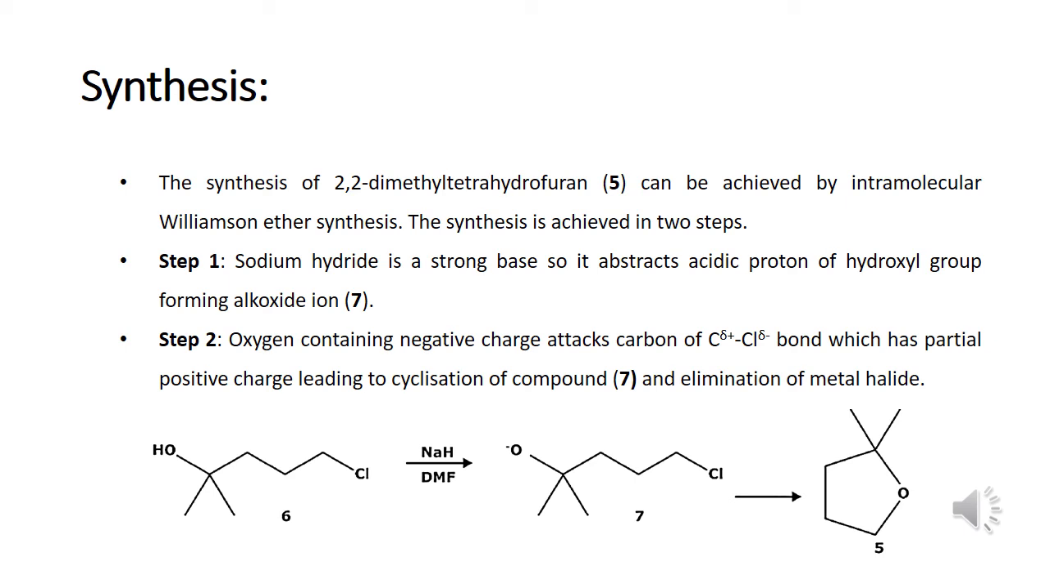And in step 2, the oxygen containing the negative charge attacks the carbon of the carbon-chlorine polar bond, in which carbon is slightly delta positive while chlorine is slightly delta negative. This partial positive charge leads to cyclization of compound 7 and elimination of metal halide.